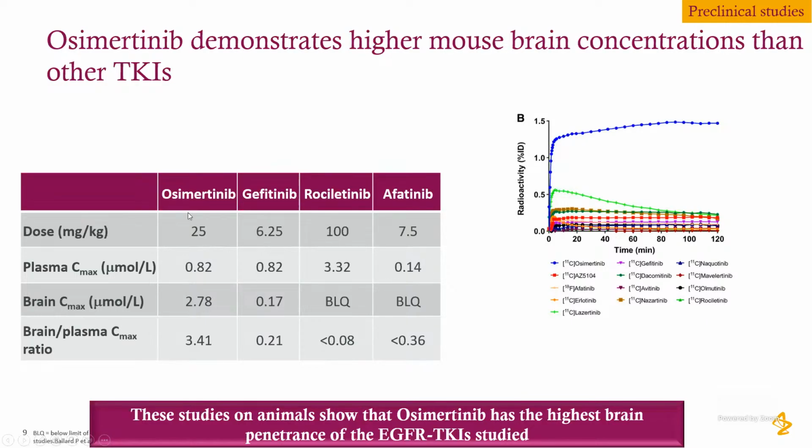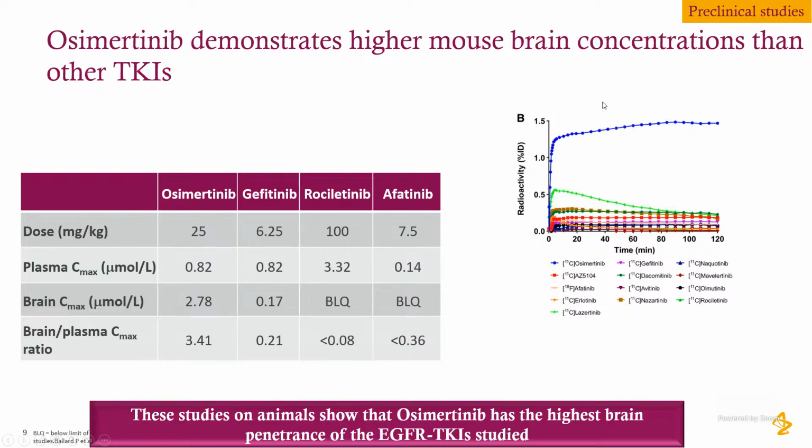We've seen this compared with third generation against first and second generation like gefitinib and afatinib, and the peak brain to plasma ratio is much higher in the osimertinib arm, almost 3 to 4 times higher than the first generation and second generation TKI.